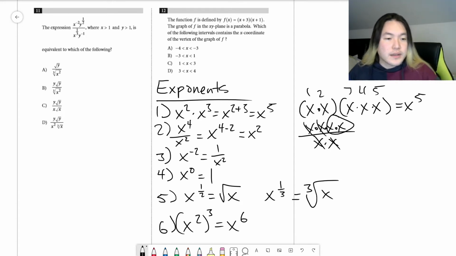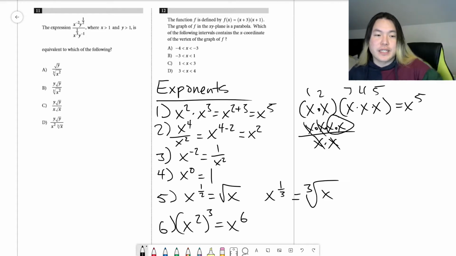And then over here it starts getting a little bit more wonky. I won't go into detail with these right now. All you need to know is that a negative exponent means you take it from the numerator to the denominator, or from the denominator to the numerator. So the example here is x to the negative 2 is equal to 1 over x squared.